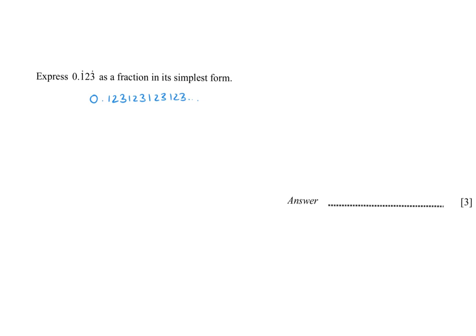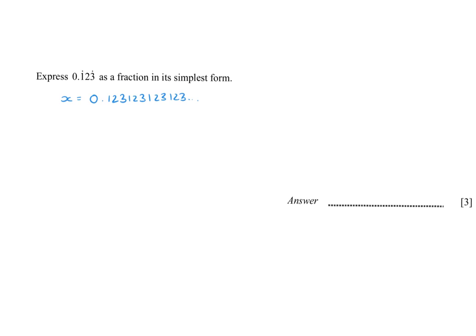So now what I'm going to do is set this decimal equal to x. And this is my first point. x is equal to 0.123, and so on and so forth. Now what I need to do next is multiply this by a multiple of 10, so 10, 100, 1000, etc., to be able to create a new number that has the same pattern of decimal places.